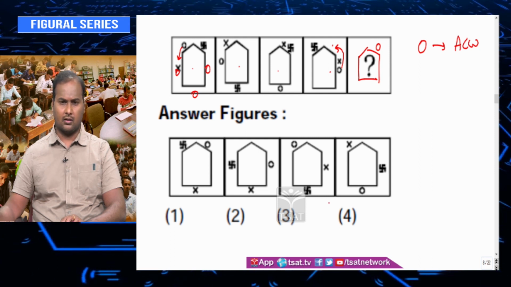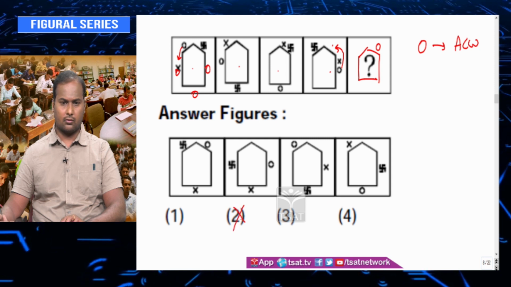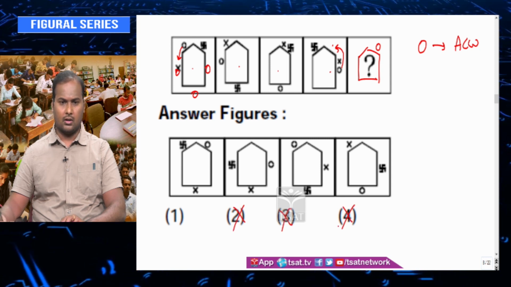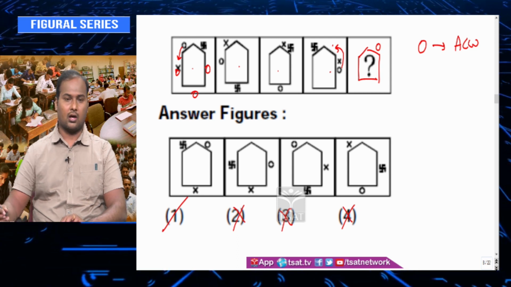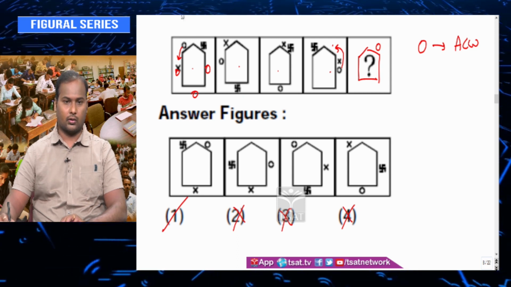By knowing this, we can eliminate certain options. What are the options I can eliminate? I think I can eliminate options 2, 3 and 4. Directly I can say that the answer is 1. So let's check how the other figures are rotating.